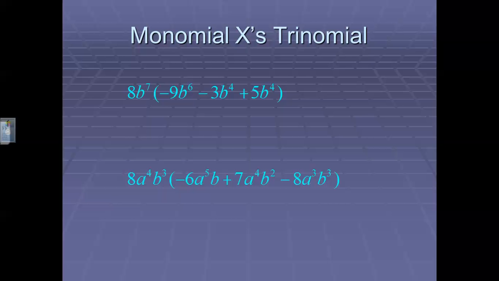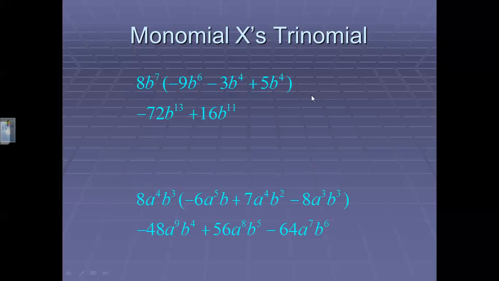Okay, let's look at the answers. So the first one, your final answer should be negative 72b to the 13th plus 16b to the 11th. Notice in this you have 2 like terms that you can combine here to get 2b to the 4th, which will give you that answer in your distribution.